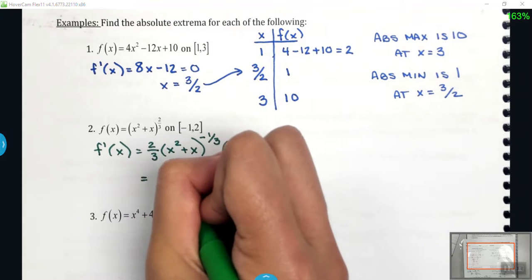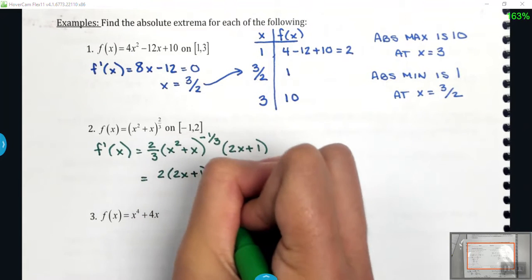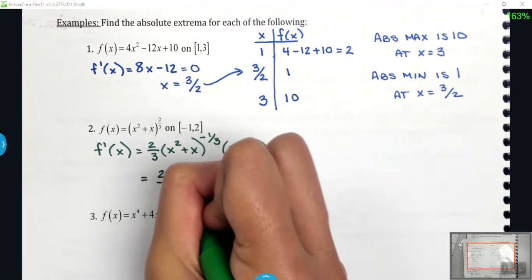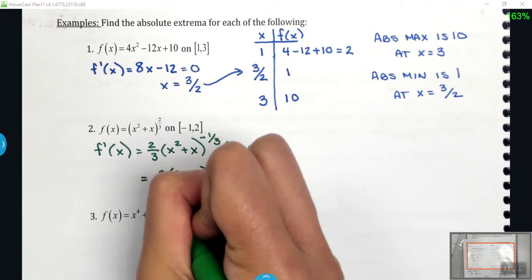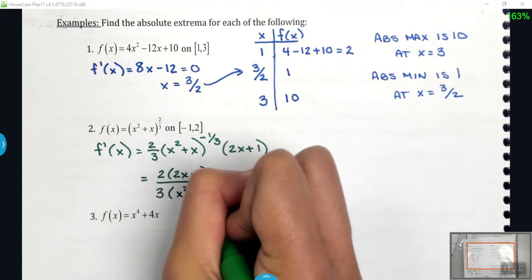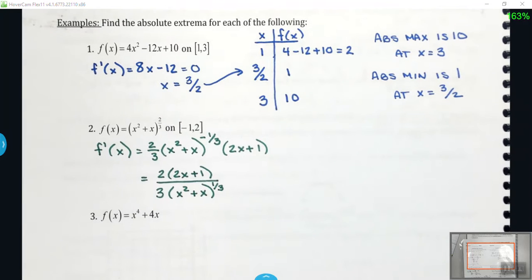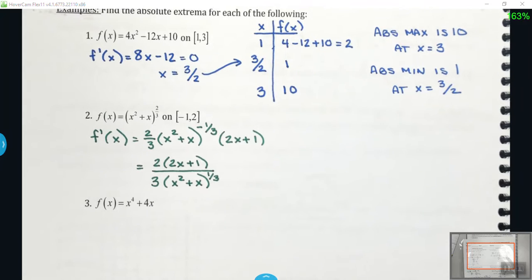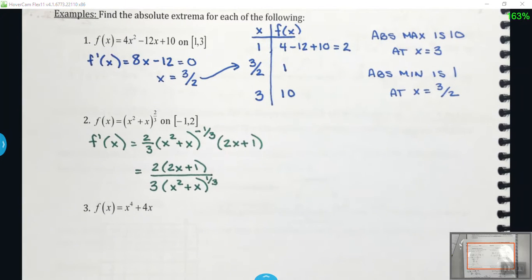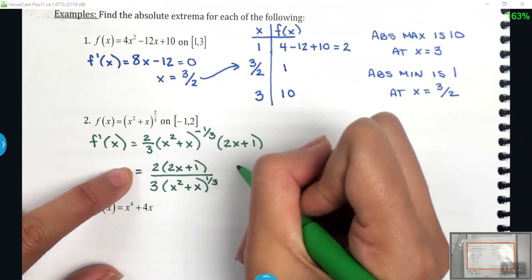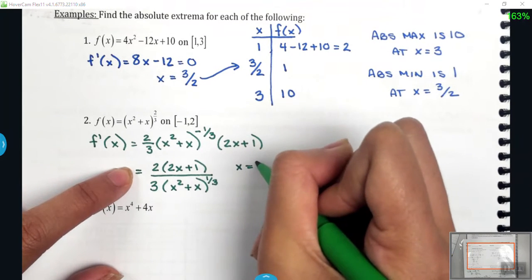2 times 2x plus 1 over 3 times x squared plus x to the 1/3. Always write it as a singular fraction so that we can figure out what's going on. Okay, so like we said before, we have to set both equal to 0, top and bottom. So top equal to 0 would be x equals -1/2.